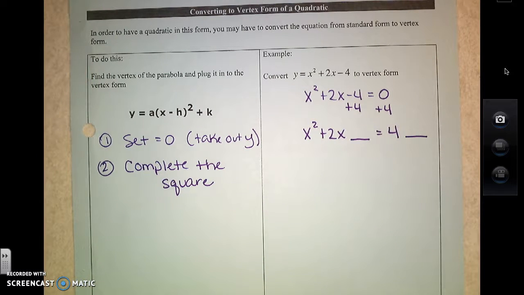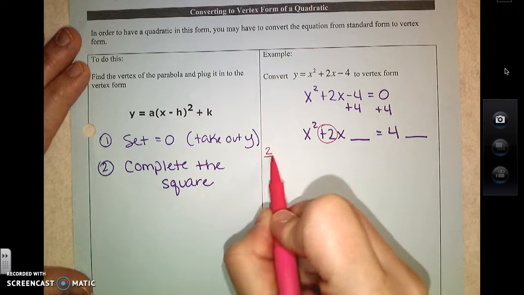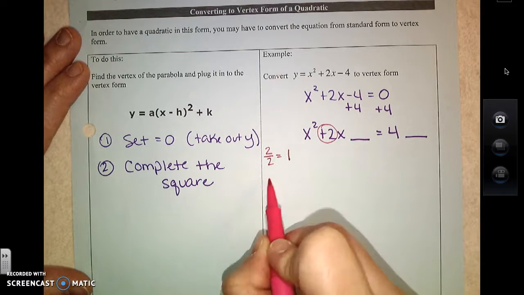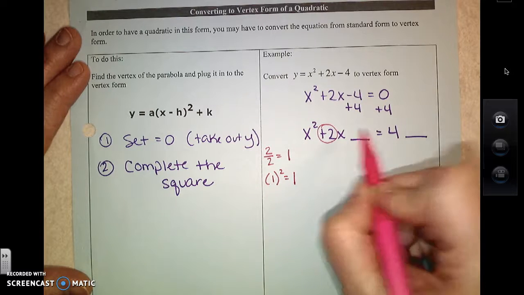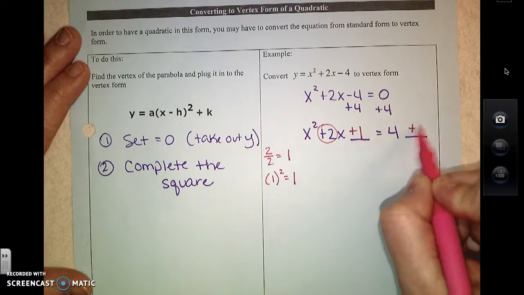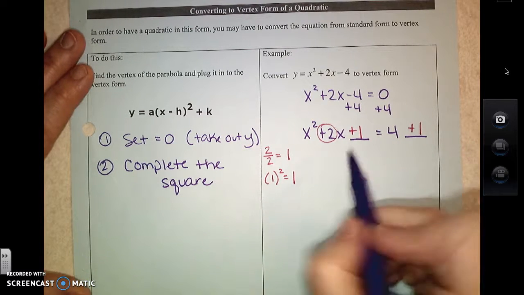Now do you remember how to complete the square? You take this number here and divide it by 2, right? 2 divided by 2 is 1. And then you take that number and square it, and 1 squared is 1. So we add 1 to both sides. Okay, that's the process called complete the square.